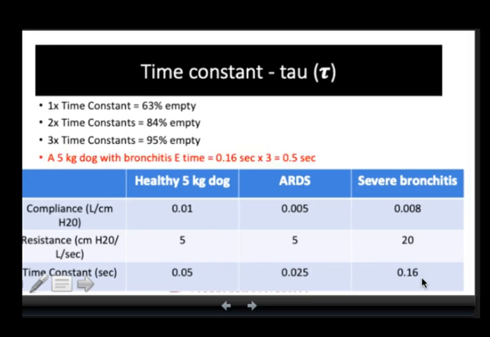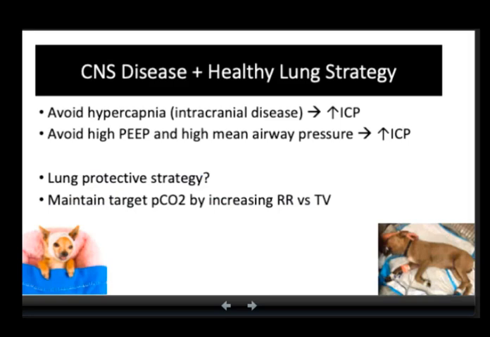The last strategy we are going to talk briefly about is the CNS disease plus healthy lung strategy. This strategy may be required in patients with intracranial disease or diffuse lower motor neuron disease. The main aspect of it in patients with an intracranial disease is the avoidance of hypercapnia that will cause cerebral vasodilation and further rise in intracranial pressure, or ICP. For the same reason, high PEEP will cause sustained increase in intrathoracic pressure, poor drainage of blood from the brain, leading to worsening intracranial hypertension.